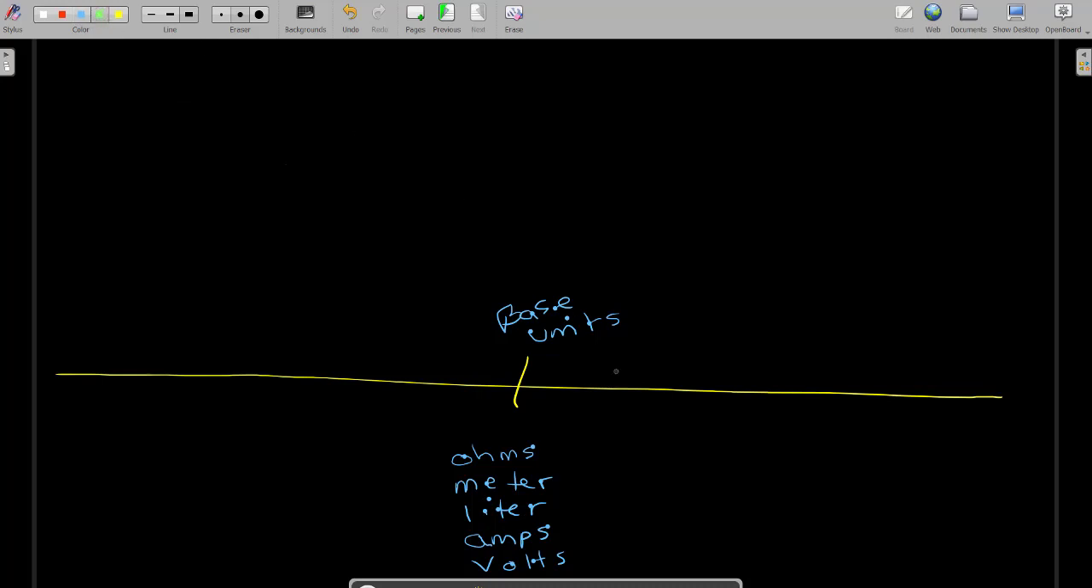But we can go off of base units in this direction, and we can go off of base units in this direction. This is going to be deci. This is going to be centi. This is going to be milli. And this is going to be micro. This is going to be deca. This is going to be hecto. And this is going to be kilo.